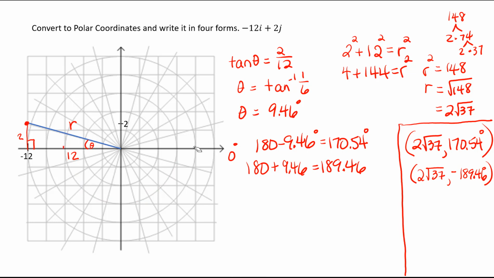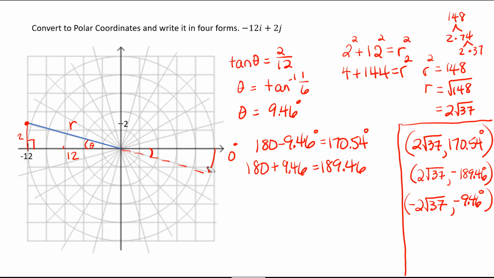Another way I could get there would be to go this way. I could go again clockwise and just go this far into the 4th quadrant, and then instead of going this way like I normally would, I could go backwards with my r. So this means I'm going theta degrees in the clockwise direction, so that's a negative angle, negative 9.46 degrees, and I'm going to go backwards with my r to get into the 2nd quadrant. So that's going to be negative 2 square root of 37. So that would be another way to write it.